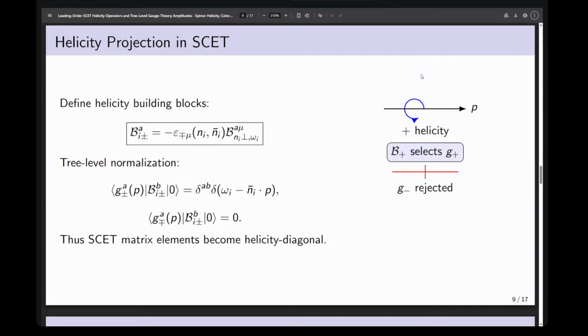B_i, this term here, is the operator for plus or minus helicity gluons. Its matrix element gives the probabilities to produce certain helicities. Diagram meaning: a filter that gives plus helicity and removes minus helicity.